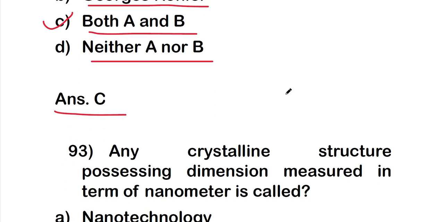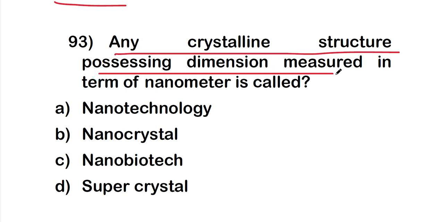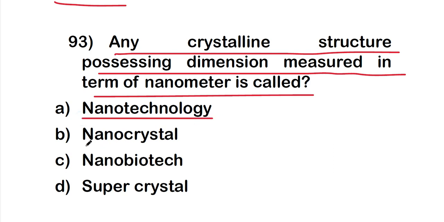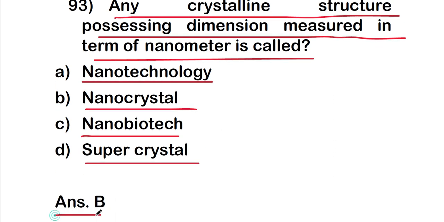Okay, so the next one is question number 93. Any crystalline structure possessing dimensions measured in terms of nanometers is called: nanotechnology, nanocrystal, nanobiotech, supercrystal. The right one is option B, that is nanocrystal.